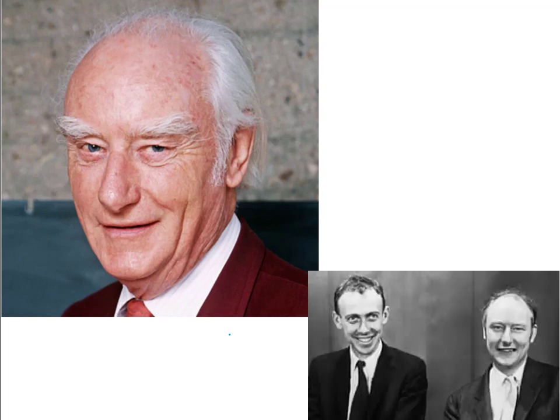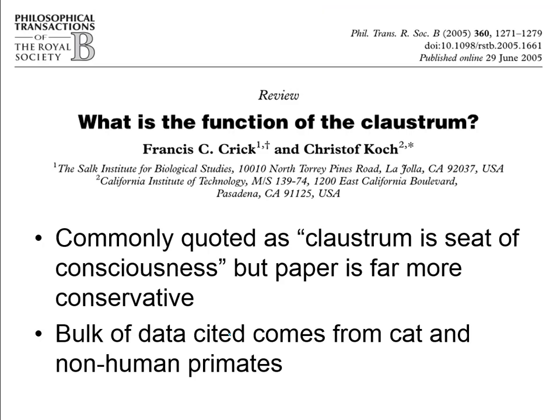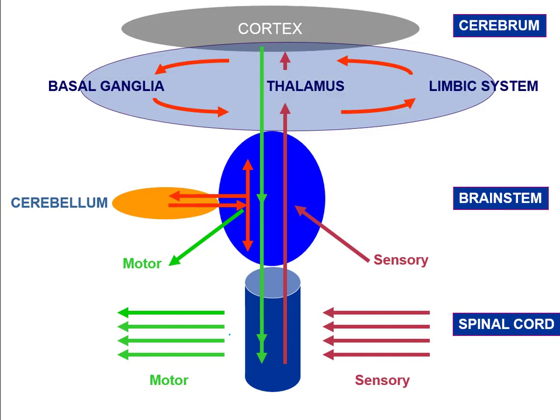People know who this is? Yeah, it's maybe easier to recognize him here at the point when they won the Nobel Prize. That's Watson and Crick. This is Francis Crick. And this is Crick's final publication. Okay? What is the function of the claustrum? It's often quoted as claiming that the claustrum is actually the seat of consciousness, rather than cortex being the seat of consciousness. If you actually go back and read the paper, it's a massive overinterpretation of what they actually say. The paper is actually far more sensible and conservative than that. And most of what they talk about, in fact, comes from cats. And so one can argue as to whether cats have consciousness at all, let alone whether it sits in the claustrum.